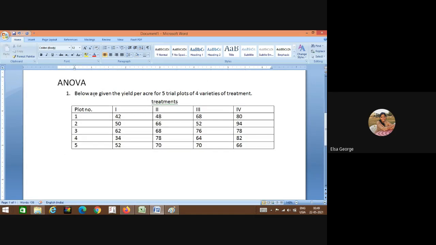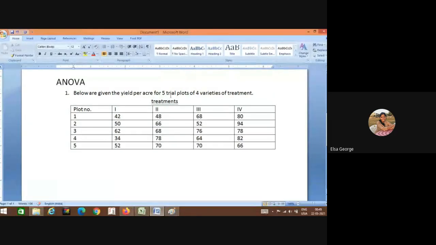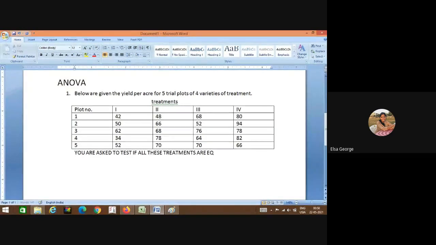Here below are given the yield per acre of 5 trial plots of 4 varieties of treatment, and you are asked to test if all these treatments are equal. Something like this will be your question.